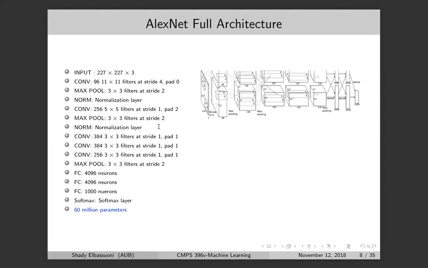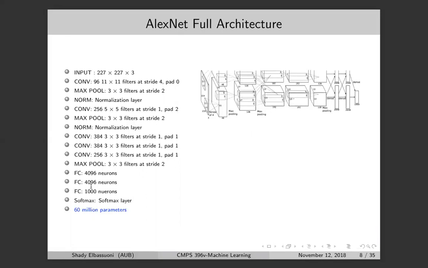So the AlexNet full architecture looked like this. The input was 227 by 227 because that's the size of the input image, by 3 because it's an RGB image. We did 96 11 by 11 filters at stride of 4, padding of 0, then maximum pooling of size 3 by 3 at stride of 2, then normalization, then another convolution, 256 5 by 5 filters at stride of 1 and pad of 2, and so on.